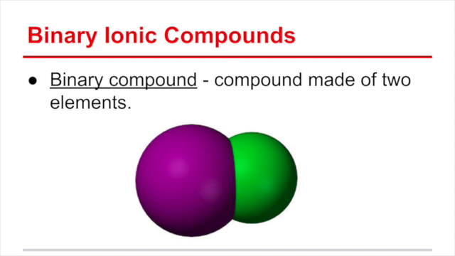So first, we need to talk about binary compounds before we can name them. Here's what a binary compound is. It is made of two elements. Okay? It's just a compound made of two elements. Examples include sodium chloride or table salt. We could also include potassium iodide. Again, just two elements make up that compound, a binary compound. Or we could even have something like magnesium oxide. Two elements make up a binary compound.